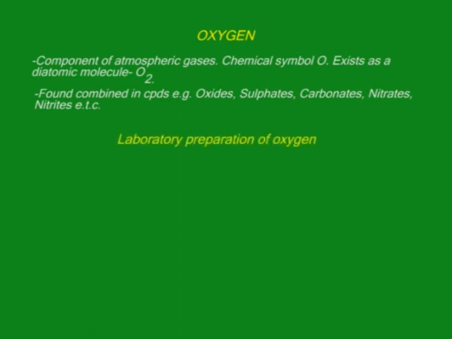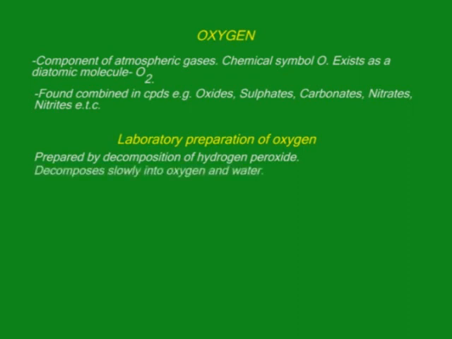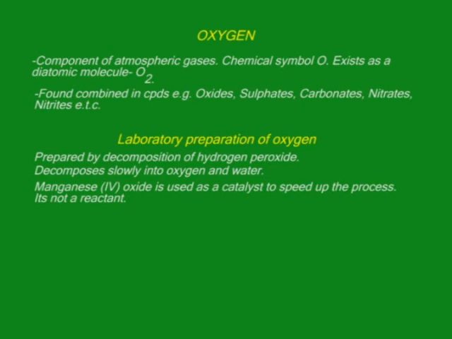Laboratory preparation of oxygen. In the lab, oxygen gas is prepared by decomposition of hydrogen peroxide. Hydrogen peroxide decomposes slowly to produce oxygen and water, but to speed up the decomposition, we add manganese(IV) oxide, which acts as a catalyst. Remember, a catalyst is not a reactant, rather it only speeds up the reaction.